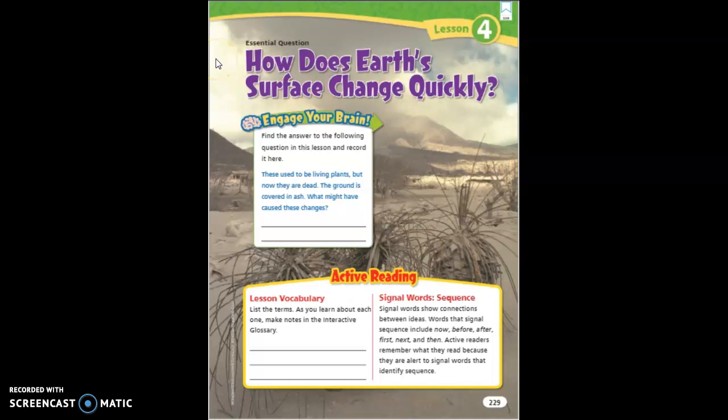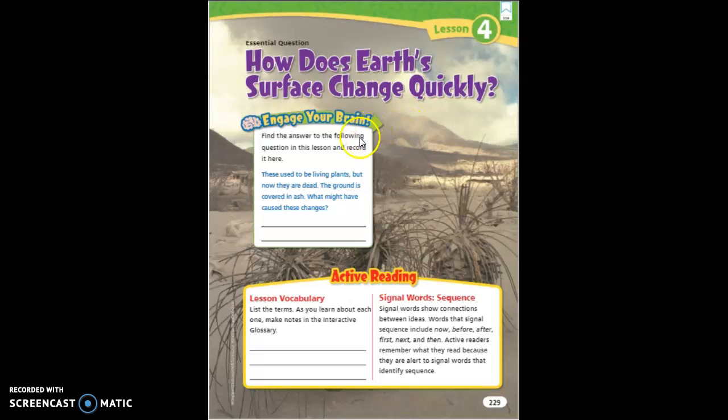Please open your Science Fusion book today to Lesson 4, page 229. Now would be a good time to pause the video to open to these pages. Essential question: How does Earth's surface change quickly?